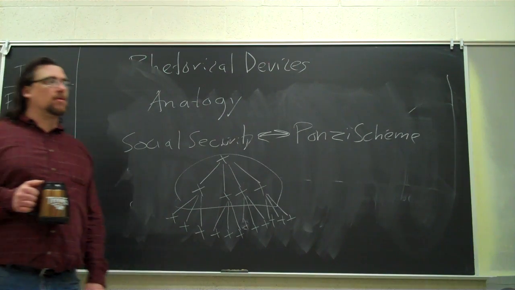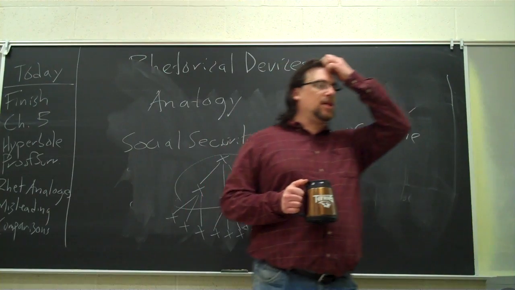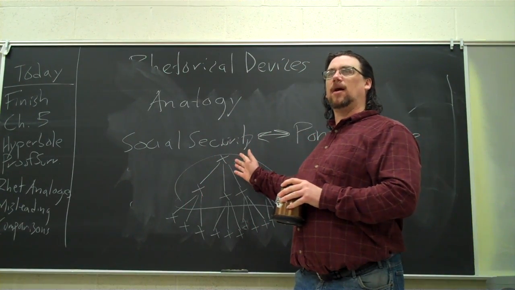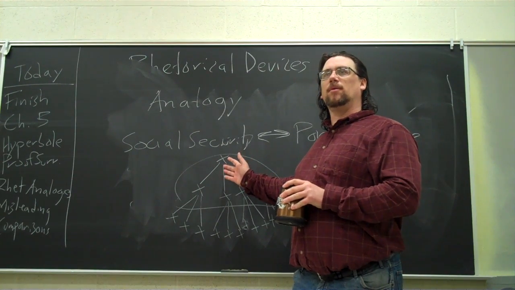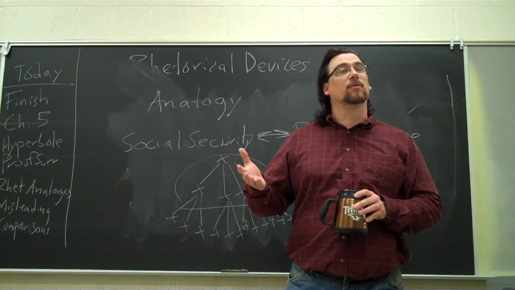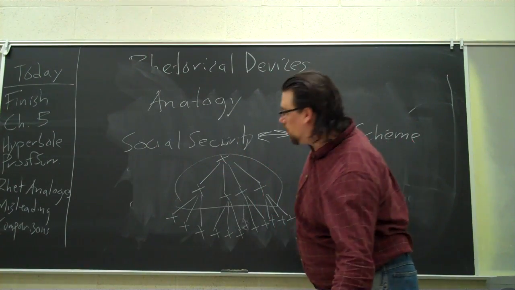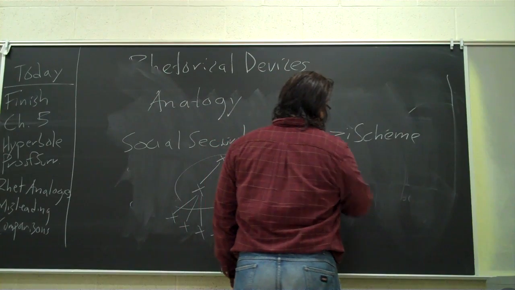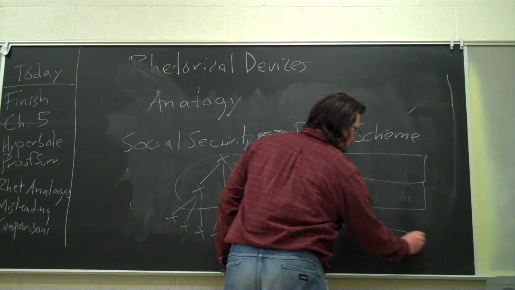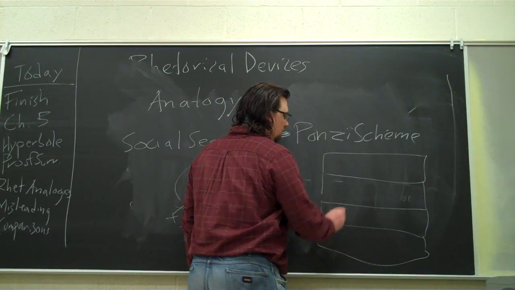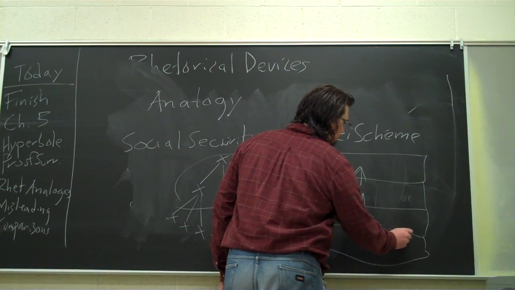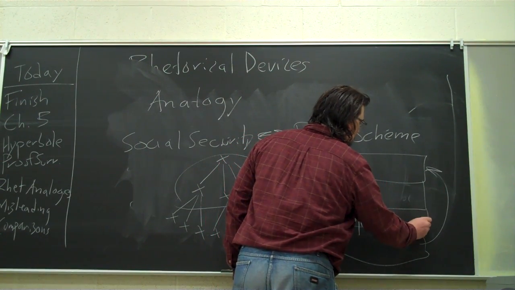The other thing is, Social Security, the money is actually going somewhere. It's not just going to somebody at the top of the pyramid. With a Ponzi scheme, the person at the top of the pyramid is the same person the whole time. With Social Security, it's more like this. You have generations, and each generation is paying for the previous generation's retirement.